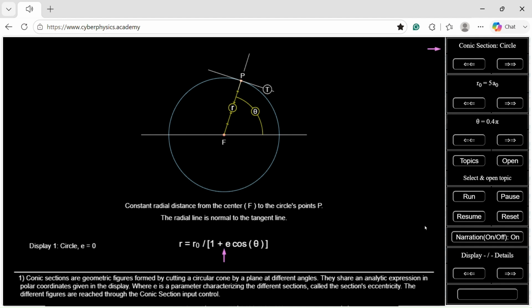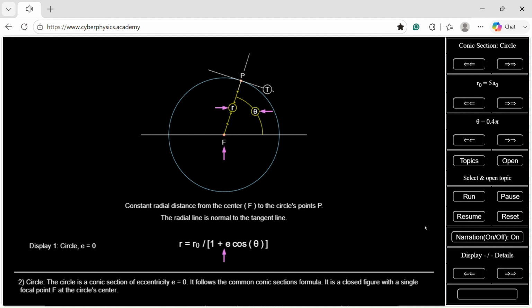Conic sections are geometric figures formed by cutting a circular cone by a plane at different angles. They share an analytic expression in polar coordinates given in the display, where E is a parameter characterizing the different sections, called the section's eccentricity. The different figures are reached through the conic section input control.